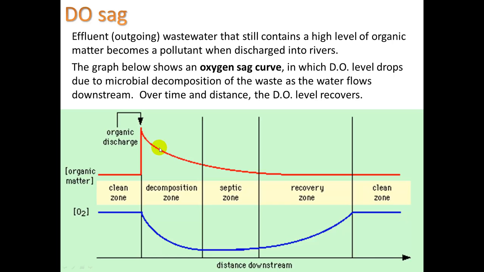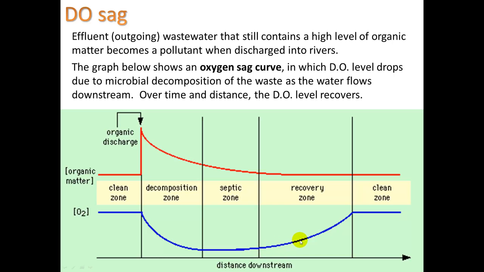And as you get further away, that level of organic discharge decreases because decomposition is happening as the water is flowing downstream. And it continues, and at some point, it's going to go back to baseline, what it was coming in, or what it was before the discharge. So then we call that the clean zone. Let's take a look at the oxygen. It started off high, but then during this process of decomposition, oxygen was used up by the microorganisms. Then you pretty much have your organic matter fully decomposed. So there isn't much food left for the microorganisms.